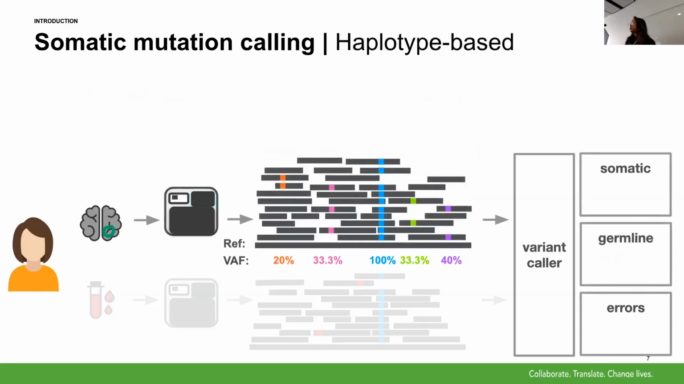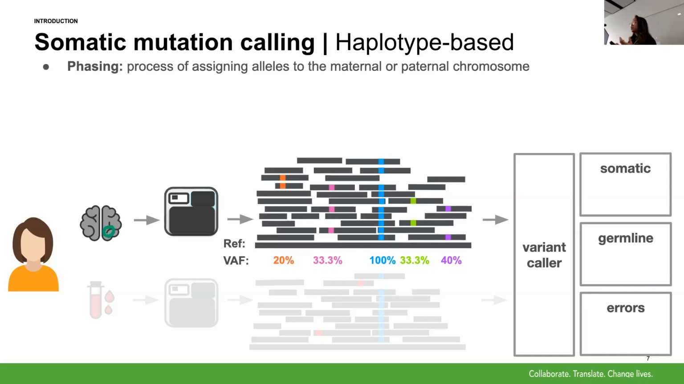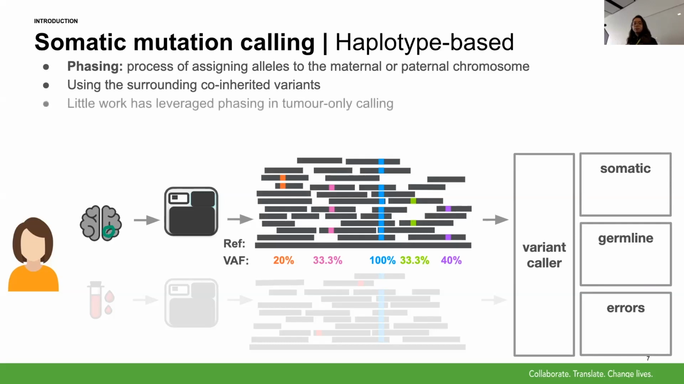More recent approaches use a haplotype-based methodology. This differs from the mainstream methods, which take a position-based approach. In the position-based approach, they assess each difference independently of the surrounding mutations, whereas the haplotype-based approach uses phasing information. That is, it uses the surrounding co-inherited variants to assess these differences.